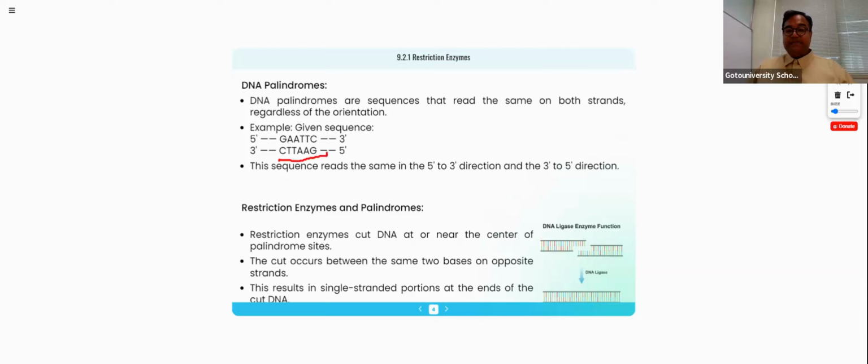This palindromic DNA is broken very easily by the restriction enzyme. Not every restriction enzyme can break every restriction site. One restriction site belongs to type A, another to type B, another to C, and another to D.